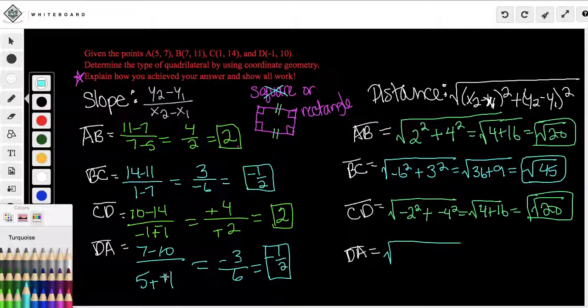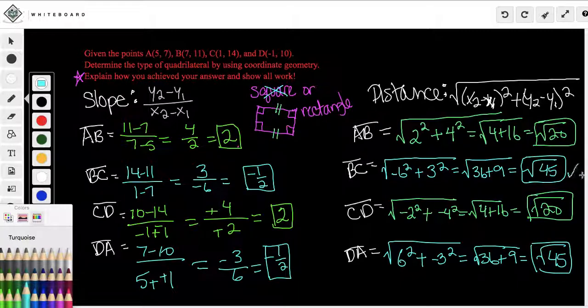So let's figure out the last one real quick. We have 5 minus negative 1 is the same as 5 plus 1 is 6. So we got a 6 squared plus, and up here we have 7 minus 10 is negative 3. Oops, sorry. Yeah, no, that's right. Negative 3 squared. So then we've got 6 squared is 36, plus negative 3 squared is 9. 36 plus 9 equals 45. So the answer is the square root of 45. And as you can see, that is the same as our other square root of 45, which means that these are also equal. So we know that it's definitely a rectangle.